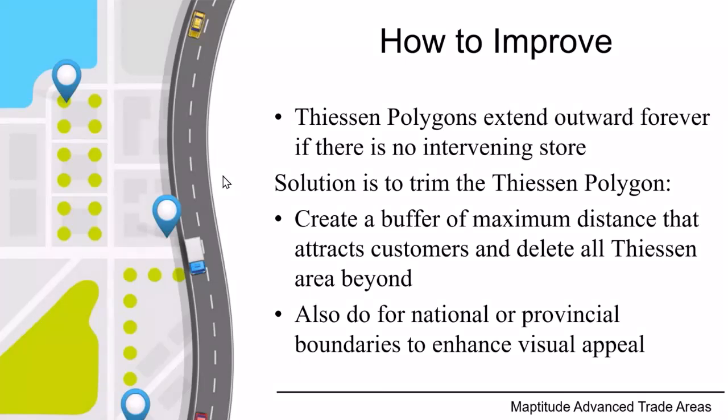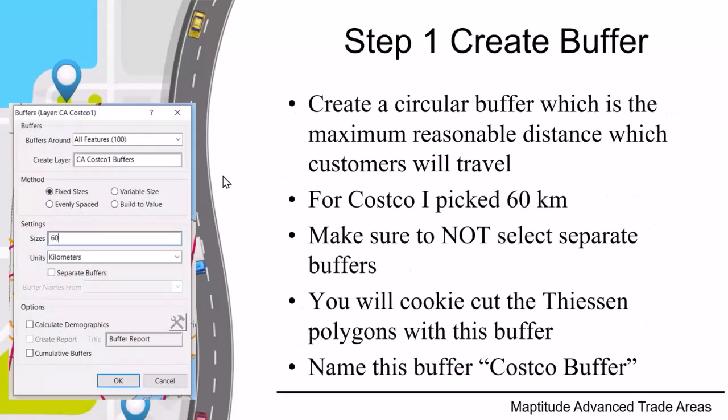And this is how you do it. You do a buffer, just like in the radius band from the first methodology. In this case, I selected 60 kilometers. And I also did not select separate buffers. I'm just going to have one single buffer, which is a polygon of 60 kilometer distances around all the Costco locations. And I also did not calculate demographics.